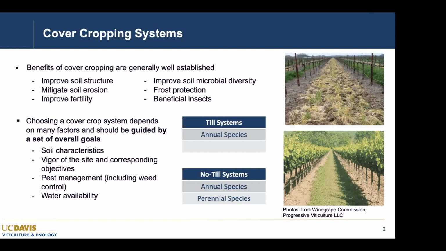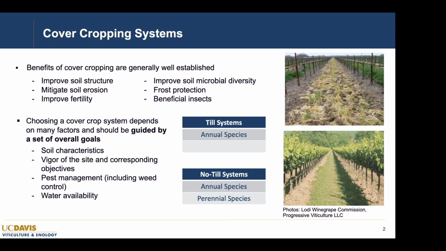And these are determined by soil characteristics, vigor of the site, and your corresponding objectives, whether you're trying to devigor or improve vigor of the vines themselves. Cultivar and rootstock are particularly important there. And pest management, including weed control, whether that's vertebrates or other insects. And then the most important guiding factor here would be water availability.